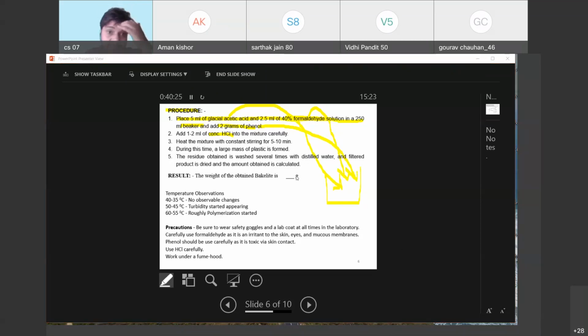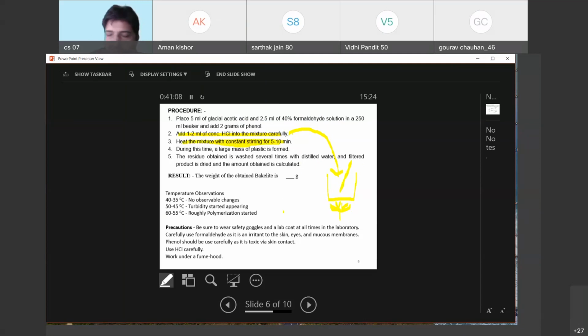So after that, into this beaker, after adding these 3 things in the beaker, we will add concentrated HCl. Okay, we have to add concentrated HCl, 1 to 2 ml carefully. Okay, then we have to heat this mixture with constant stirring for 5 to 10 minutes. Okay, so we will heat this mixture for 5 to 10 minutes with constant stirring. Okay, so हम क्या करेंगे? We will use a glass rod here, okay, to stir this mixture.